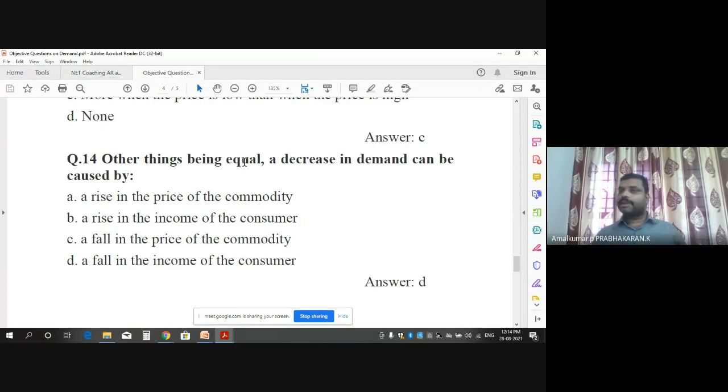Other things being equal, the price or income level, these other factors remain the same. A decrease in demand of a particular product is caused only by a fall in the income of the consumer. The consumer does not have enough income for purchasing, and this will reduce the demand for that particular product. Whether the price is decreasing or increasing, the consumer's income is very important.